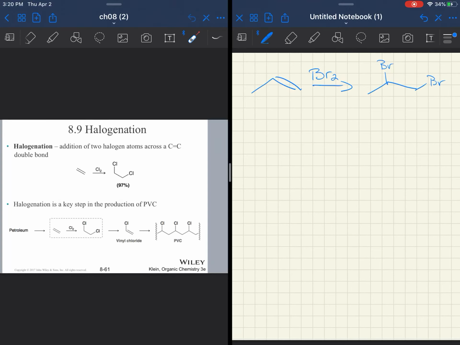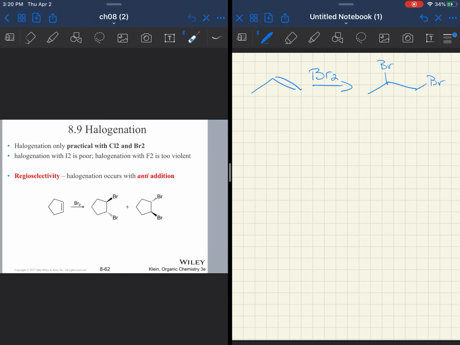You don't really refer to this as Markovnikov or anti-Markovnikov because you get a bromine on both sides, more substituted and less substituted. This reaction doesn't really work well with fluorine or iodine. You see that kind of a lot. Oftentimes iodine's too slow, fluorine's too fast. You get a Goldilocks situation with chlorine and bromine. They're just right. They're reactive enough, but they're not so reactive that they're violent.